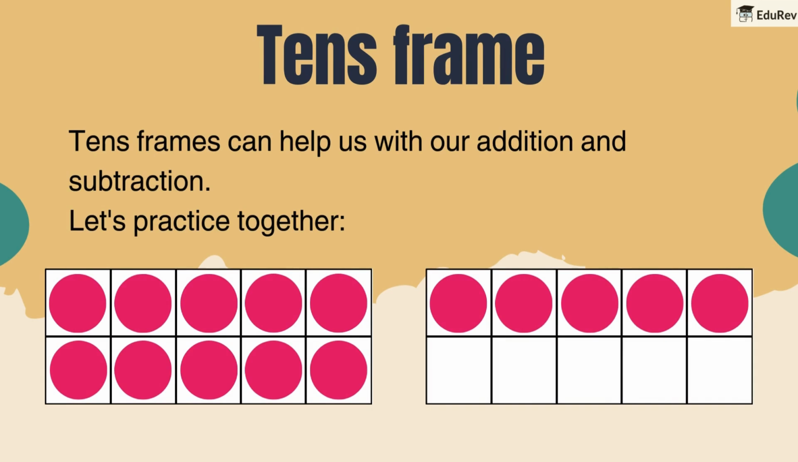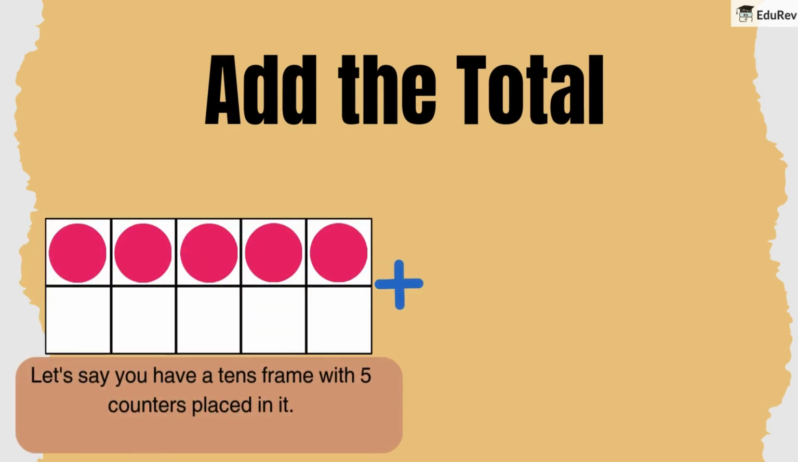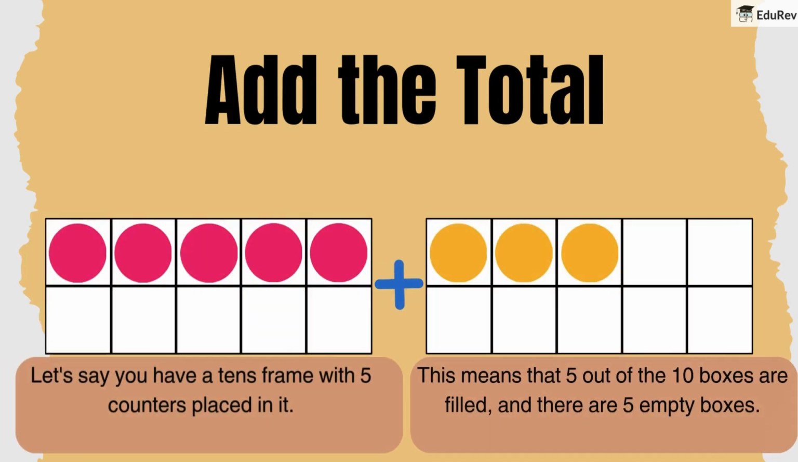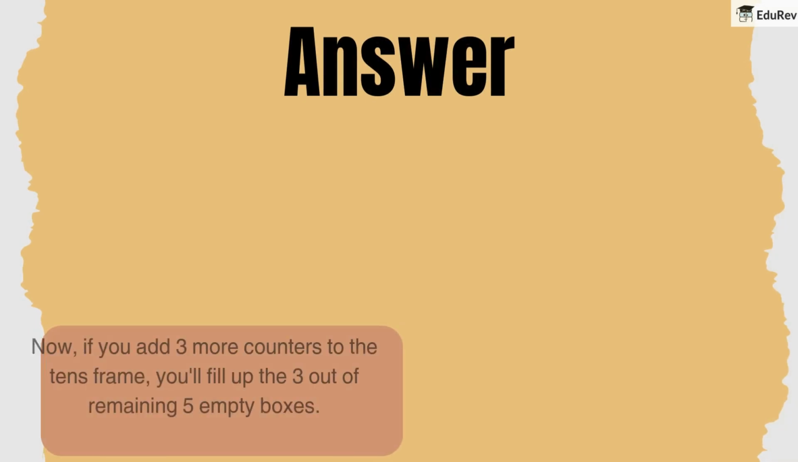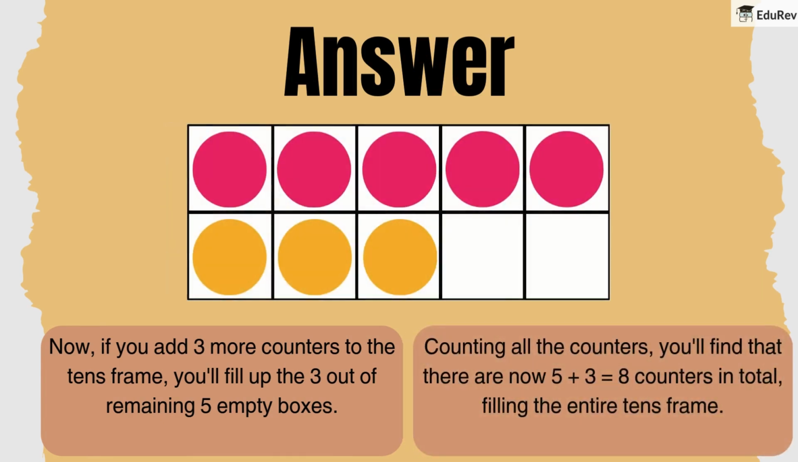Let's practice together. Now imagine you have a tens frame with 5 counters placed in it. This means that 5 out of the 10 boxes are filled and there are 5 empty boxes. Now, if you add 3 more counters to the tens frame, you'll fill up 3 out of the remaining 5 empty boxes. Counting all the counters, you'll find that there are now 5 plus 3 equals 8 counters in total.